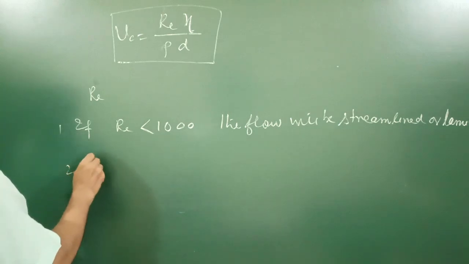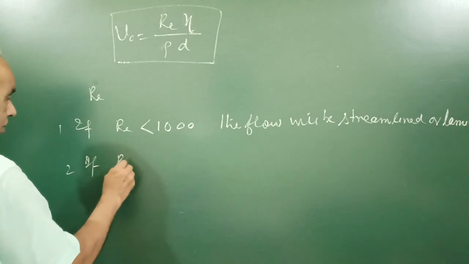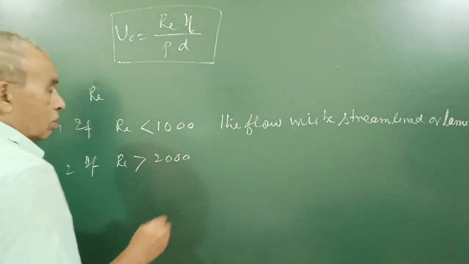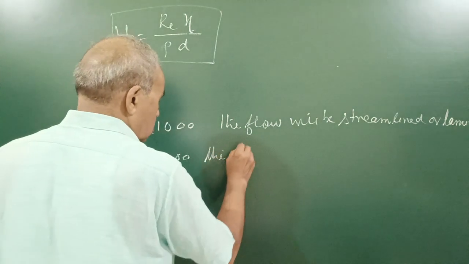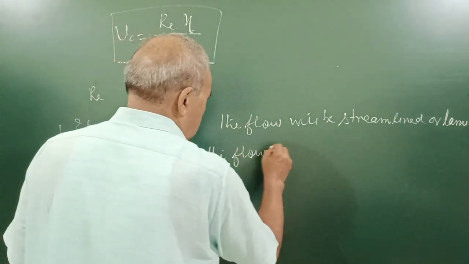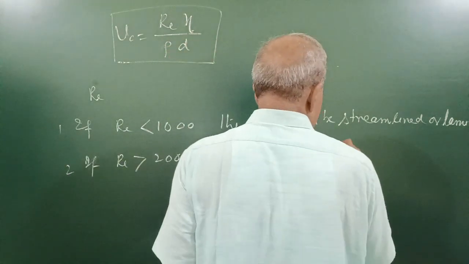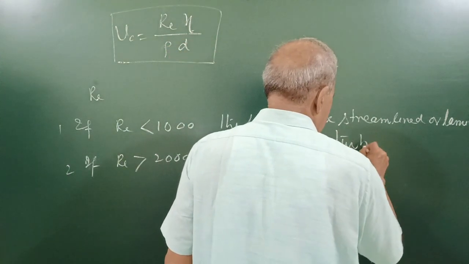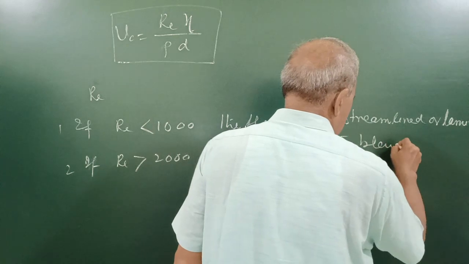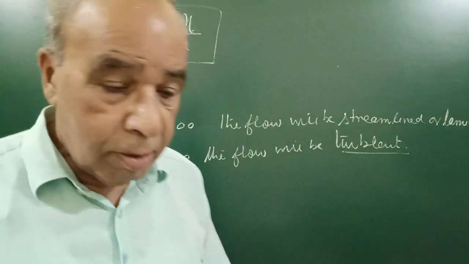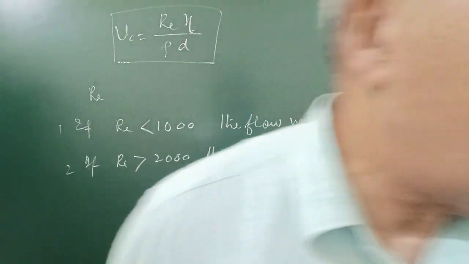Number two, if RE is greater than 2000, the flow will be turbulent. Flow will be turbulent when? If Reynold number is more than 2000.